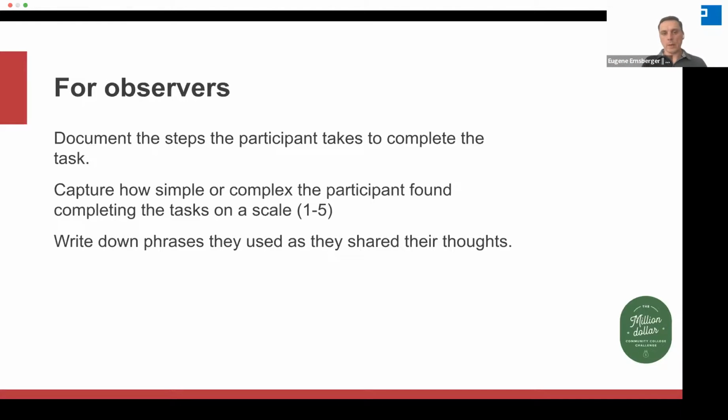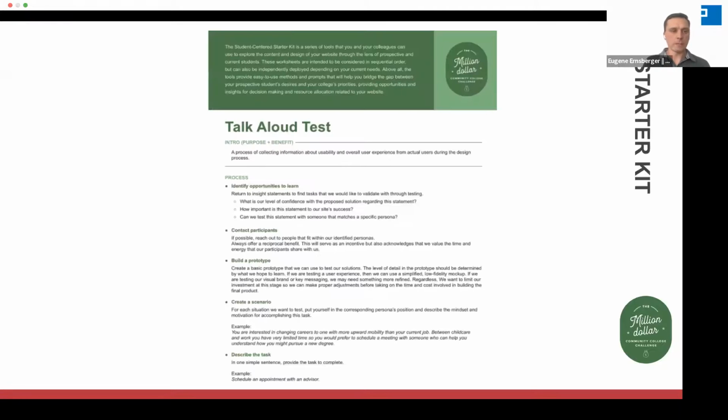And then you also want to make sure to ask follow-up questions. So once the task is complete, then you can ask them questions like, how complex was this on a scale of 1 to 5? Were there things that you would improve? What did you enjoy? What did you dislike about completing that task?